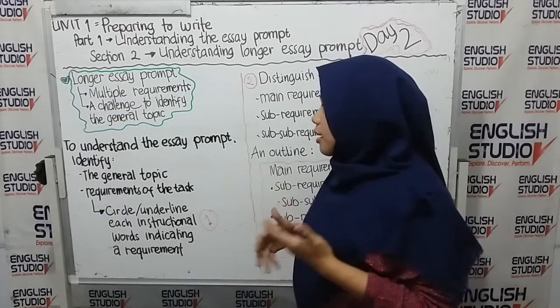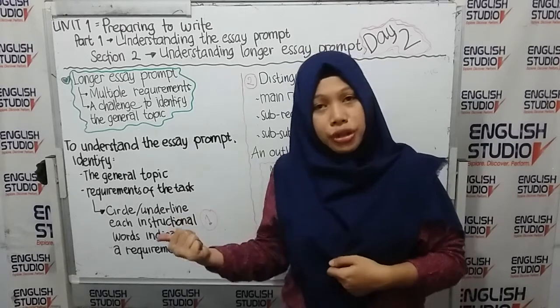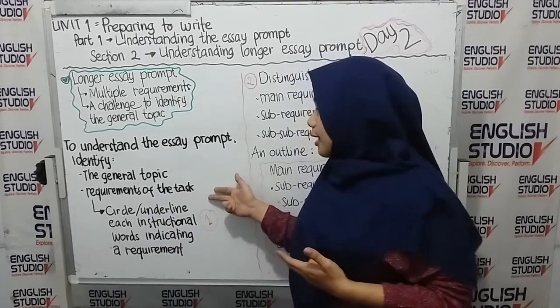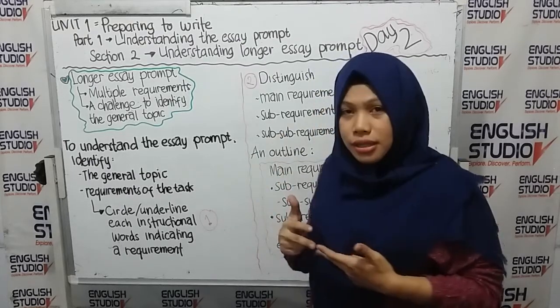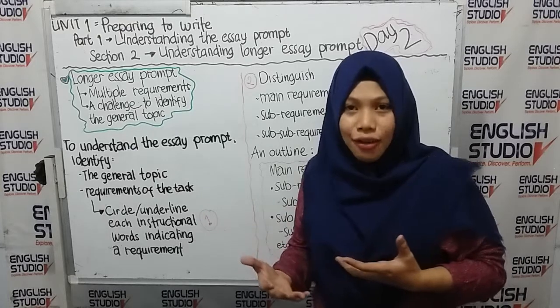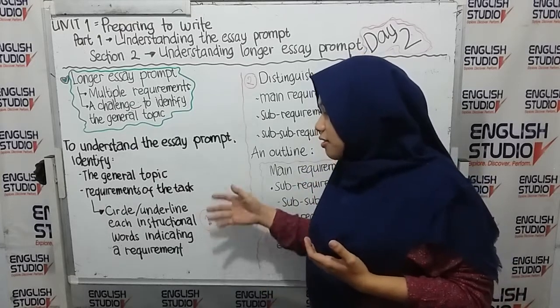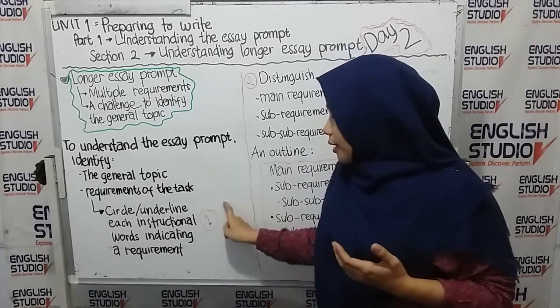Remember, to understand the essay prompt, there are two things that we should do. The first, identify the general topic, and the second is identify the requirements of the task. And in this longer essay prompt, because there are many requirements, you need to circle or underline each instructional word indicating the requirement one by one. That is the first step.